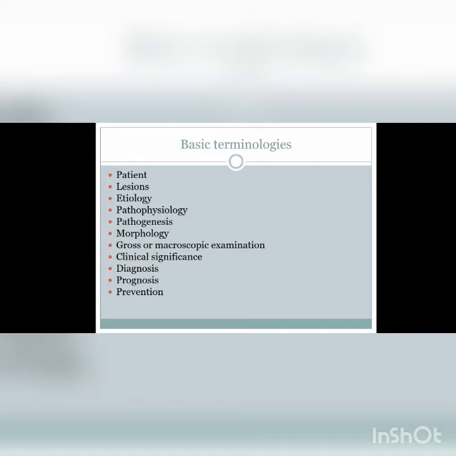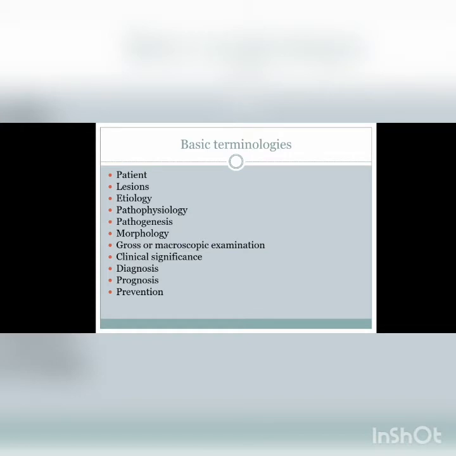Now, what is a pathogenesis? It is the mechanism of disease evolution and also its progression. How the disease evolved and the progression of it, and the study of it is known as the pathogenesis. Then we come to morphology. Morphology are the structural changes that occur in the cells and organs.